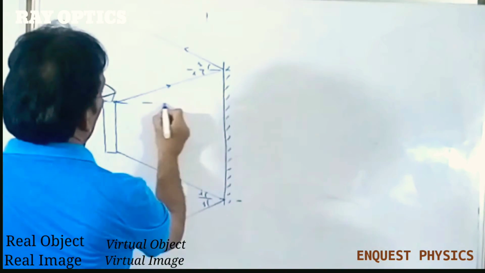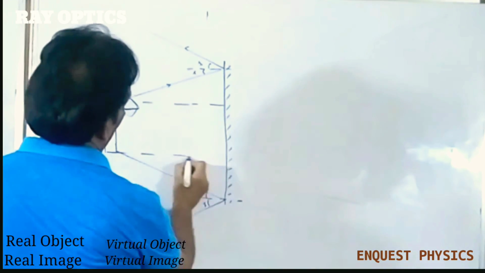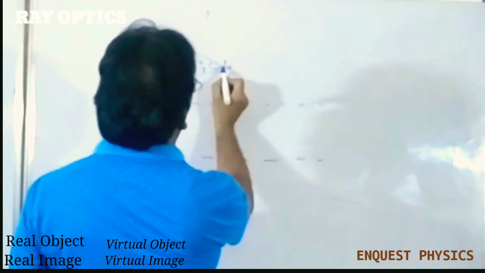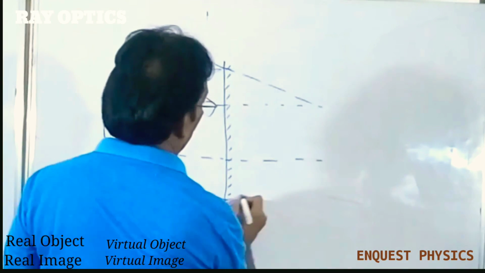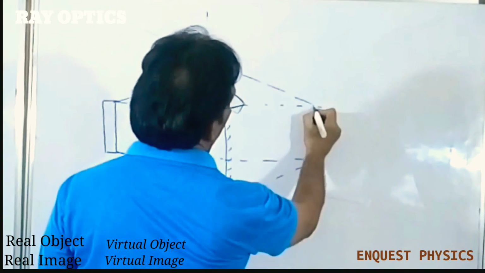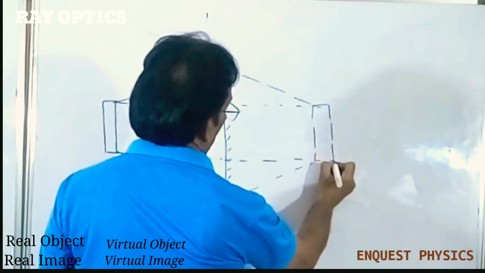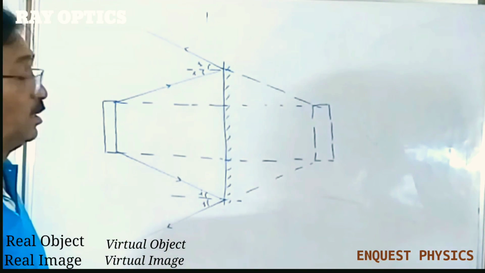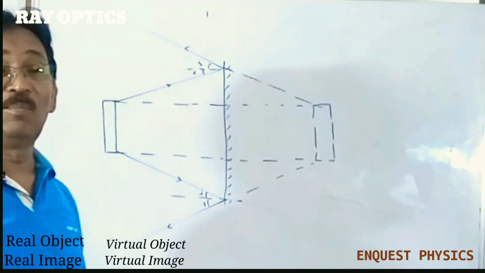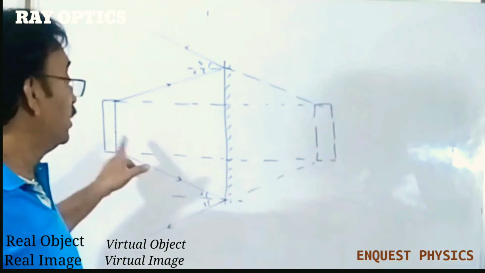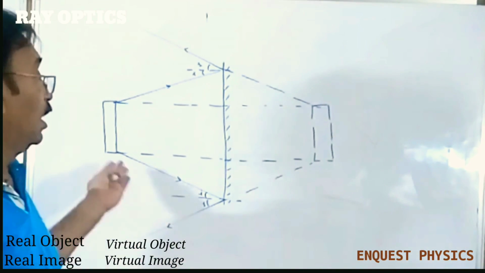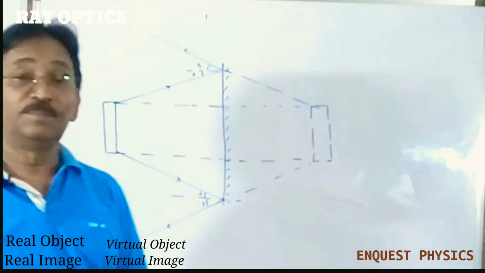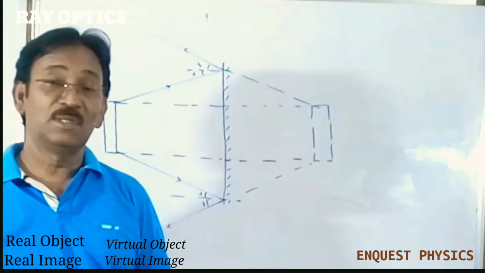Draw a line, extend it. If I extend this ray and this, there appears to be a meeting at a particular point. It is the image formation by an extended object. It also follows the same rules that the point-sized object followed: object distance is equal to image distance and the magnification is the same. Okay, it is about real objects and real images, virtual objects as well as virtual images.